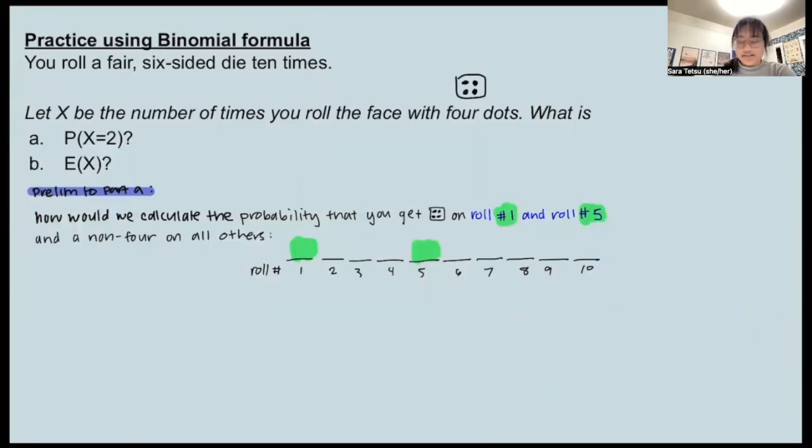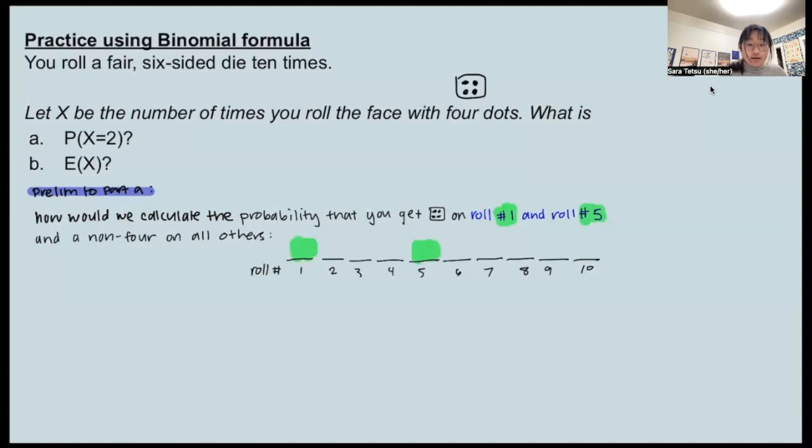Okay, let's do a practice example for the binomial distribution. You roll a fair 6-sided die 10 times, and we're going to let X be the number of times that you roll a face with 4 dots on it. This is a binomial scenario because all of the rolls of your die, each one of the 10, are independent, in that the result of one roll does not affect the result of another roll. Before we do the probability that you get exactly 2 rolls of 4 dots, we're going to do a preliminary exercise. I want you to think about how we would calculate the probability that you get a 4 on roll 1 and roll 5 specifically, and a non-4 on all of the others.